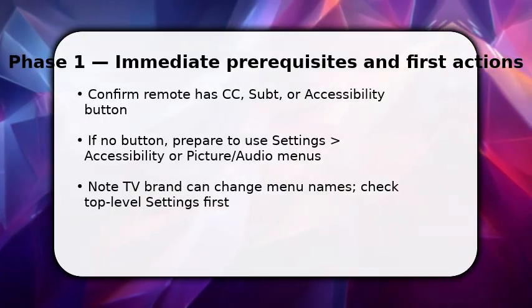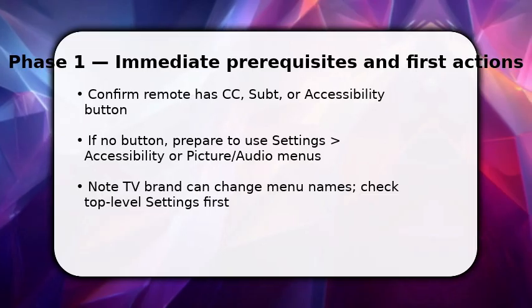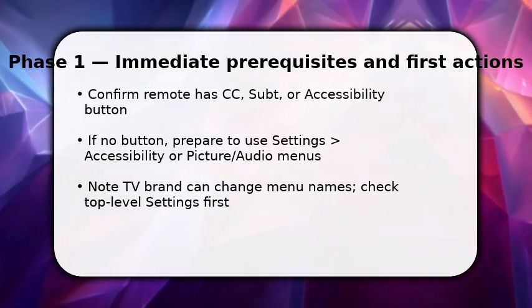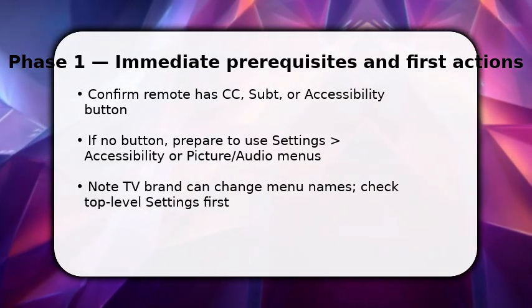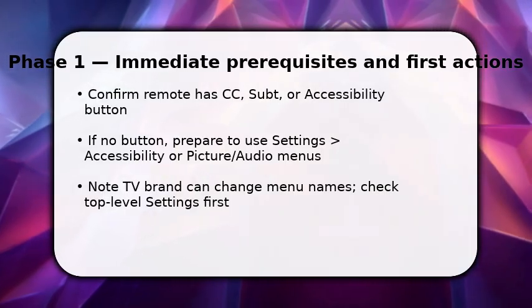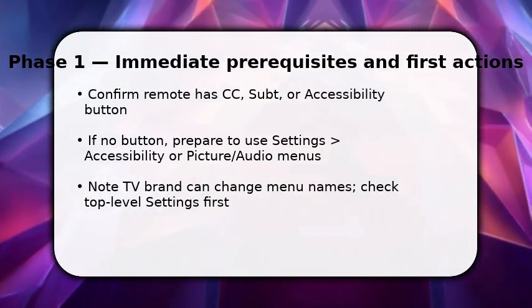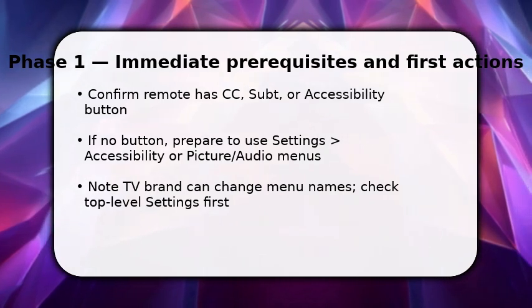If nothing changes, go into settings immediately because captions are often nested under accessibility or audio. Make sure the TV is on an input with active captions, otherwise you'll change the wrong source. Once done, proceed to the deeper menu steps if captions persist.